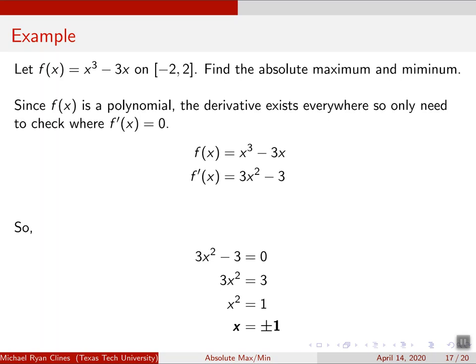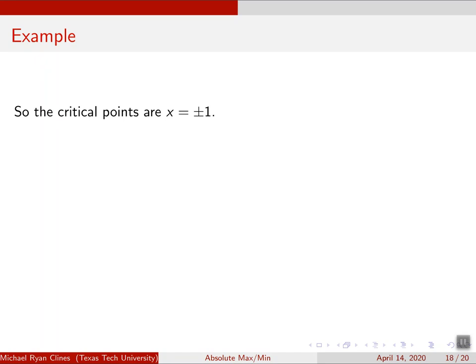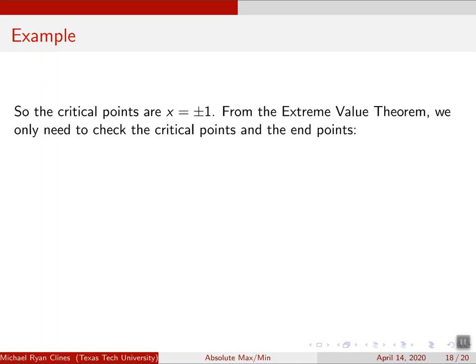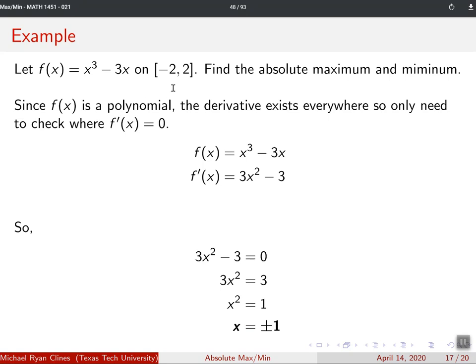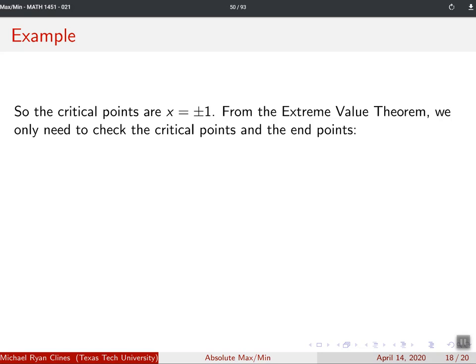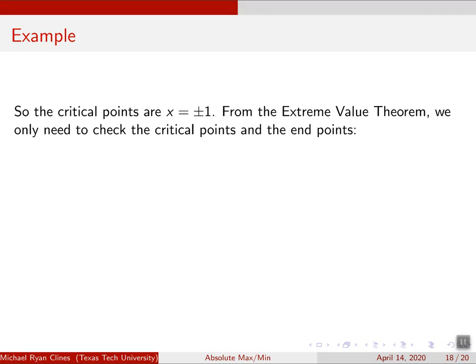All right. So, since our critical points are x equal to plus or minus 1, then we know from the extreme value theorem that we only need to check the critical points and the endpoints. And just to remind ourselves, what are the endpoints? Well, we're only considering the interval -2 to 2, so our endpoints are -2 and 2. So the extreme value theorem tells us those are the only points we need to check.